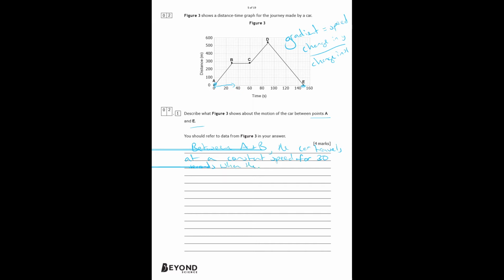However, when the car reaches B, it stops and remains stationary for 30 seconds. How do I know that? Well, at this point here, at B, and then up to C, as time goes on, the distance on the y-axis does not change. Therefore, this line here is telling me that the car is stationary.